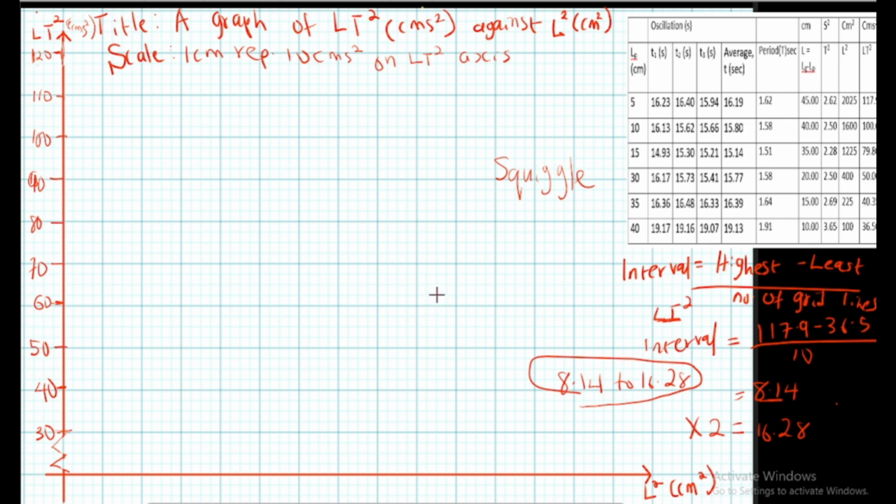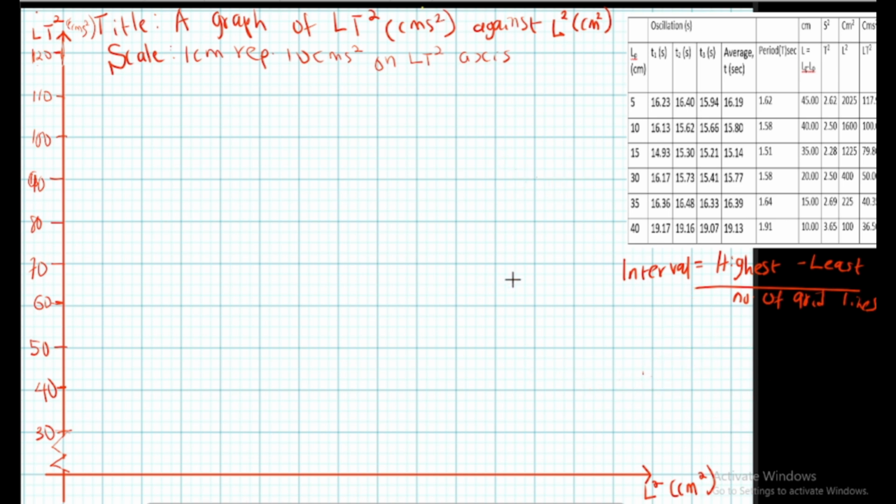Now the next one will be to get the scale for the L squared axis. So still use the same principle of interval to calculate it. Using the principle of interval, the interval is highest minus least divided by number of grid lines. That's our formula. So go again to our table of values. We want to get the scale for the L squared axis, the horizontal. So our interval, let's try to calculate it.